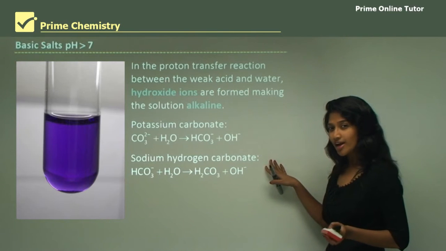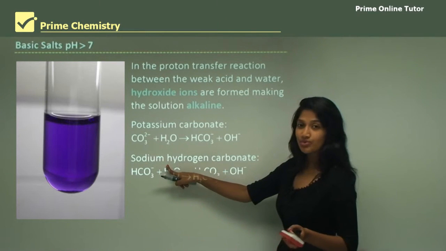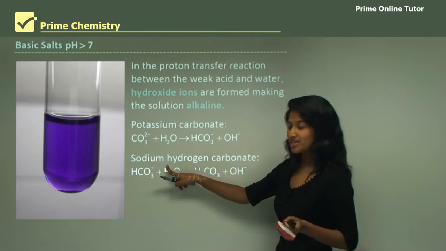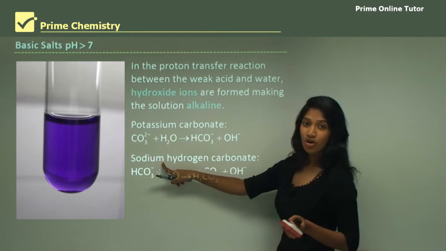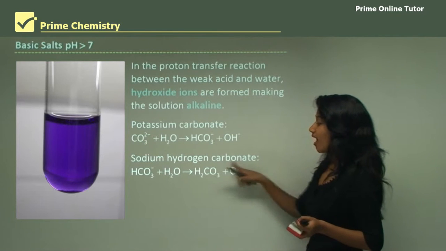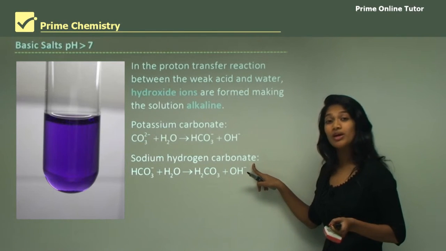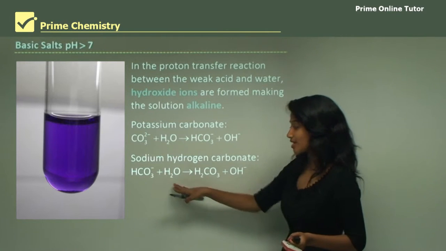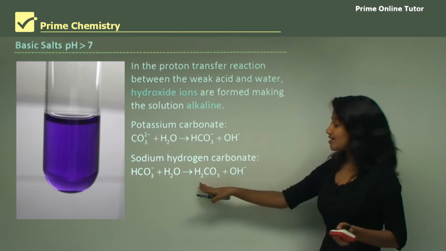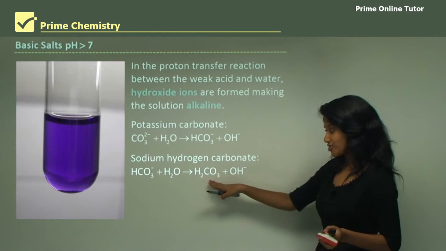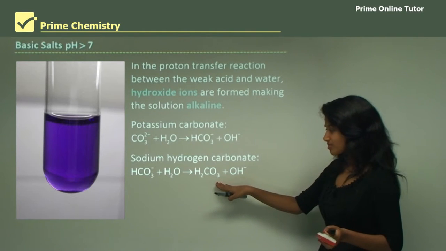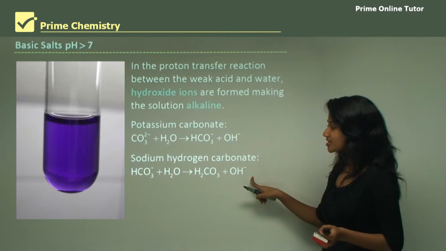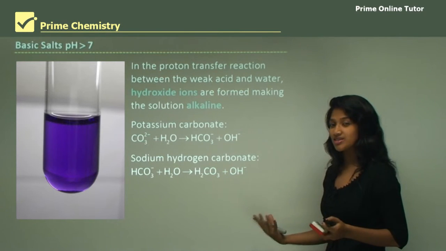Now with sodium hydrogen carbonate, the sodium part comes from sodium hydroxide. Sodium hydroxide is a strong base, which means that it's not going to react with the water. But our hydrogen carbonate ion is from a weak acid. So because it's from a weak acid, it's going to react with the water to form carbonic acid and our hydroxide ions. Now it is these hydroxide ions that are going to make the solution basic.